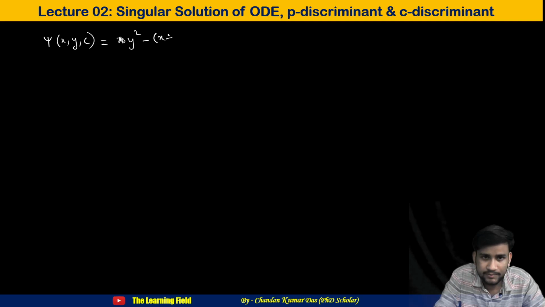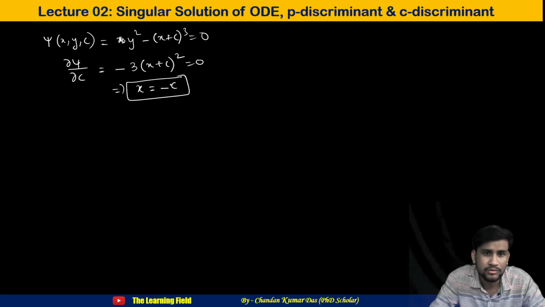Y square minus (x plus c) whole cube equal to 0. Fine. Now we calculate del psi by del c. This is equal to minus 3 into (x plus c) whole square, equal to 0. That gives x equal to minus c, or c equal to minus x, because we have to replace c. So c equal to minus x.